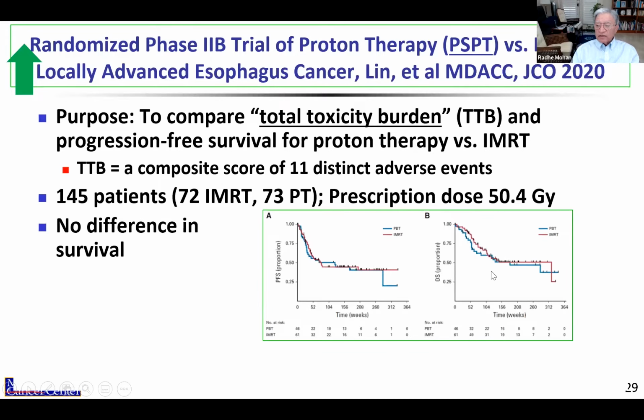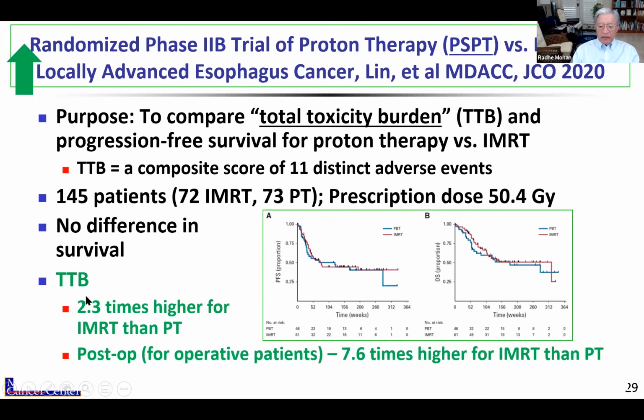There was no difference in survival, but the total toxicity burden was reduced by a factor of 2.3 with proton therapy. And also it was reduced by 7.6 times in postoperative patients. So there is a substantial reduction in overall toxicity burden, but there was no difference in survival, which is kind of surprising to me, but maybe there is an explanation for that.